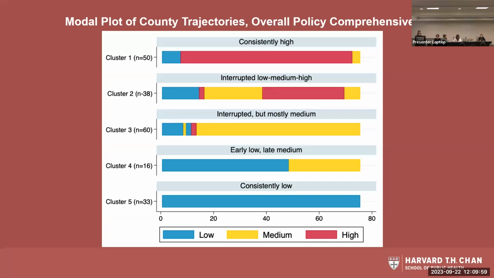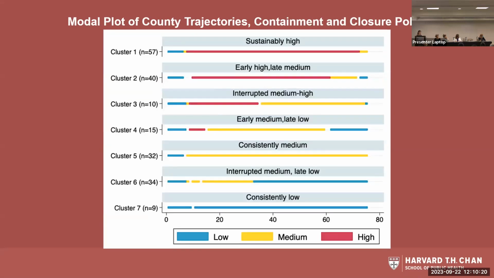So for this overall policy comprehensiveness index, we see that 50 counties were consistently low, 50 counties were consistently high throughout the study period, and another 50 actually were consistently low, those bottom 2 rows, or with very late medium policy action, and the rest had different levels of intermittent policy comprehensiveness.